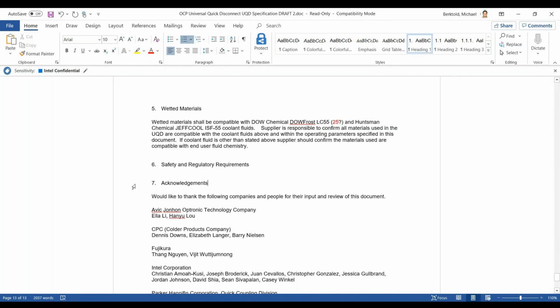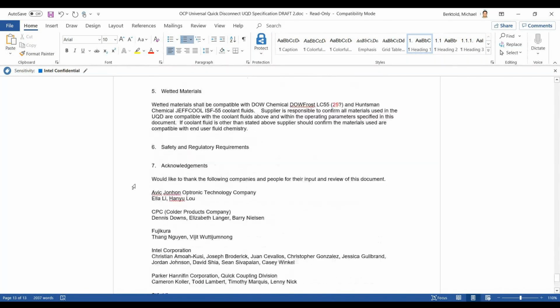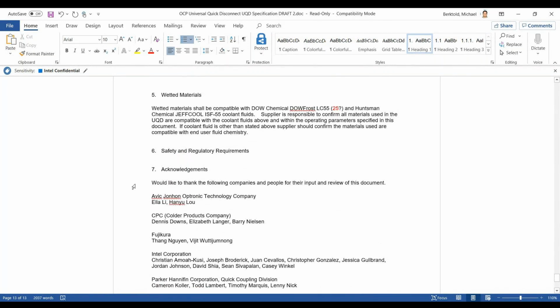Sections, go ahead. Actually, section 6 is up a little bit. Yeah, safety and regulatory requirements. We're still waiting on our safety and regulatory folks to come back and see if there's any feedback here in terms of whether we need to specifically name some safety and regulatory requirements that would be needed across the board.